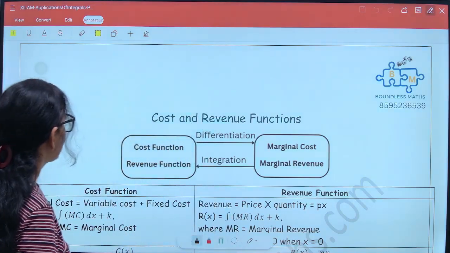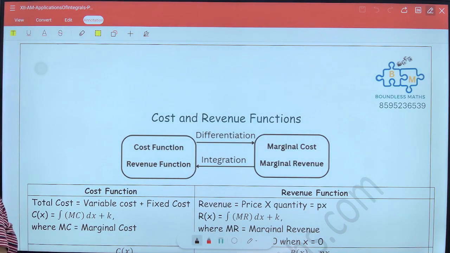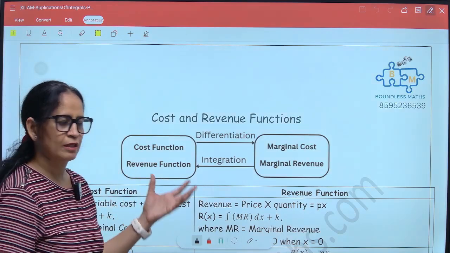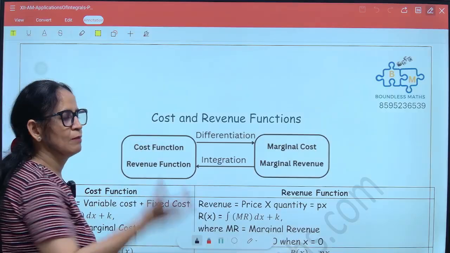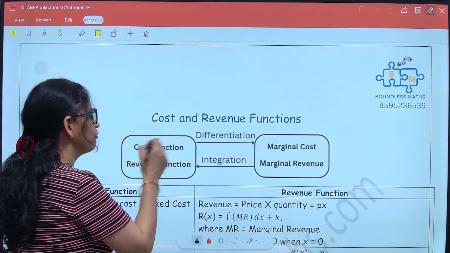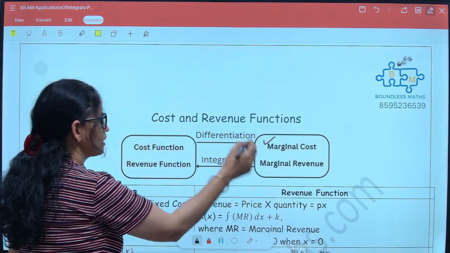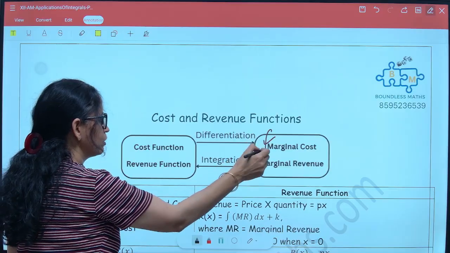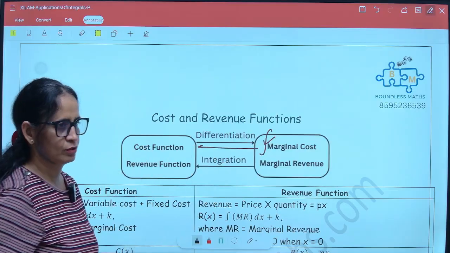Now let's do a quick recap of what is cost and what is revenue. Cost is the investment that you make in any business. It is a function of the amount of units that you are going to produce. And when we differentiate cost, we get the marginal cost, and when we do the inverse, we integrate the marginal cost, we get the cost function.